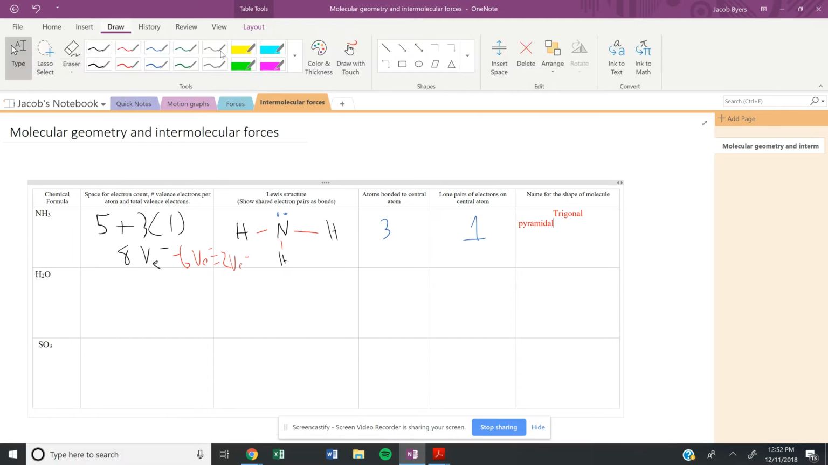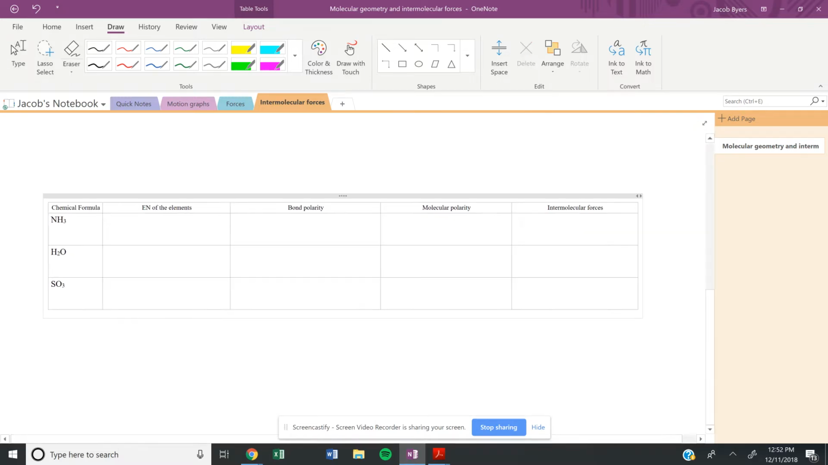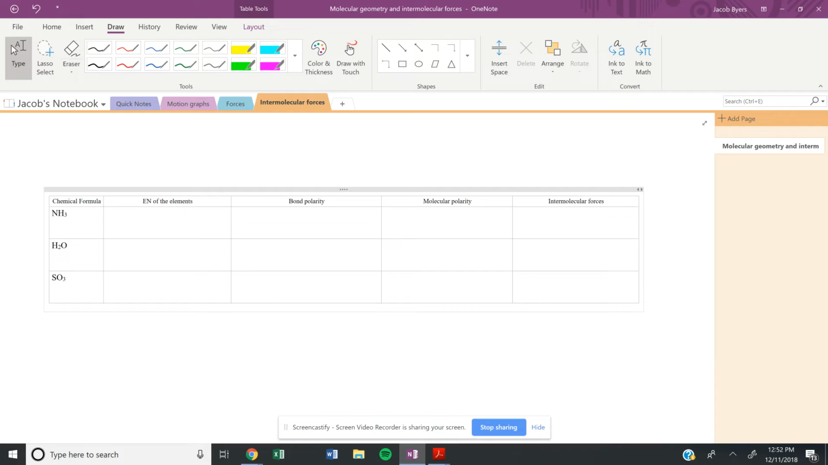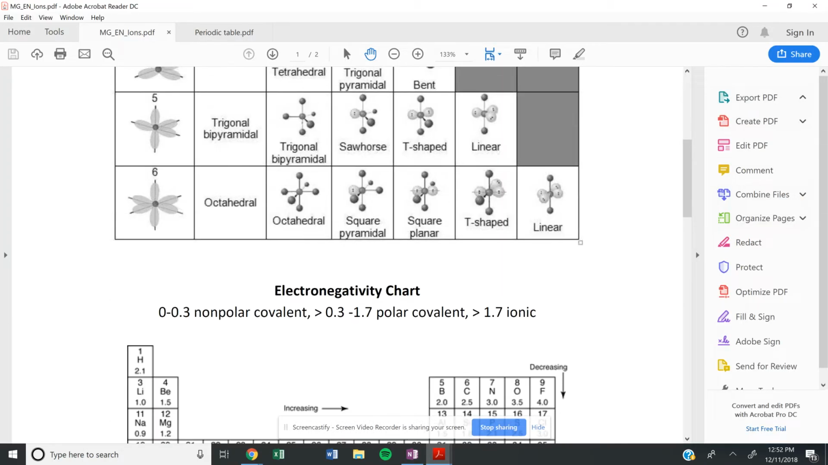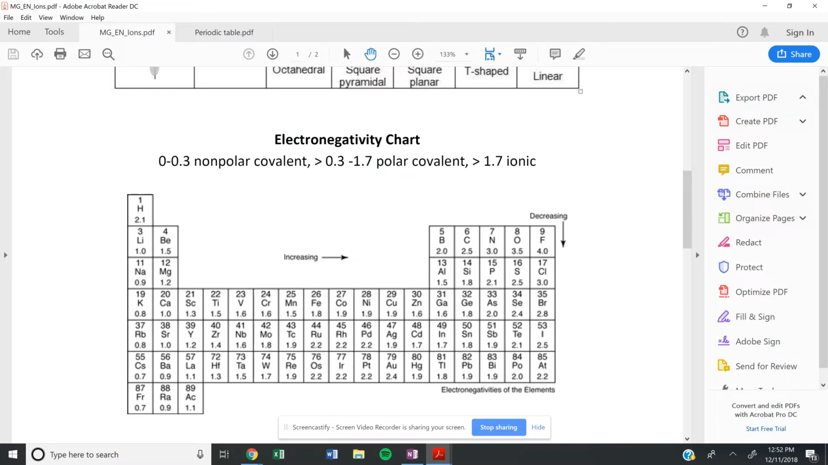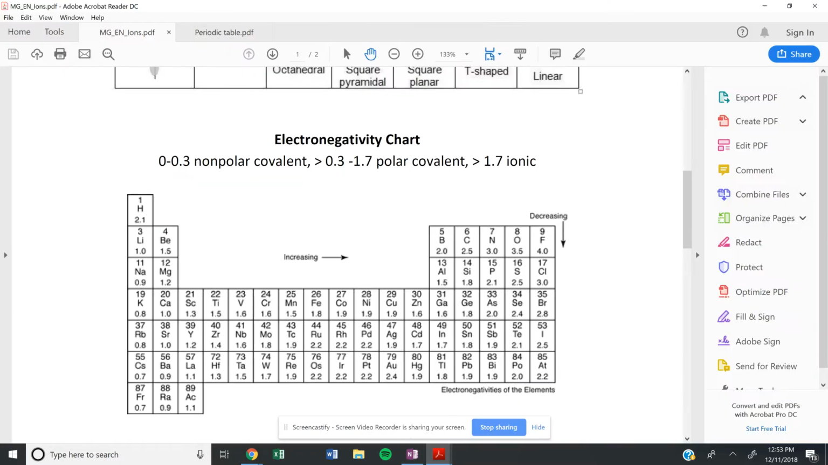All right, so now we're going to move down here to look at determining whether or not it's polar and what the intermolecular forces will be. We are given a chart of electronegativities, and we can see that nitrogen is 3.0 and hydrogen is 2.1. We only do this once because we're looking at each individual bond. So nitrogen minus hydrogen, that's 1 bond: 3.0 minus 2.1 is 0.9, and you can go back and see that yes, this indeed is a polar bond.